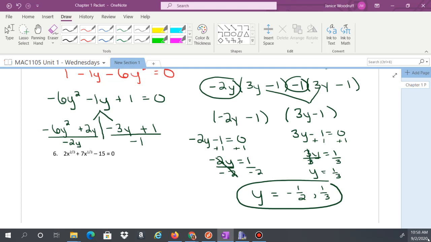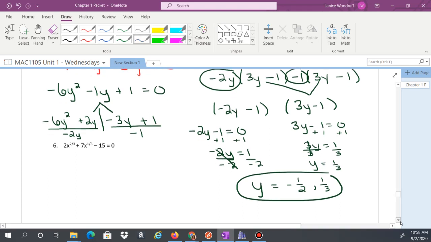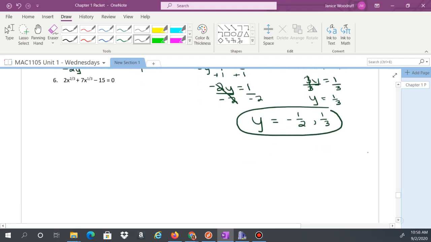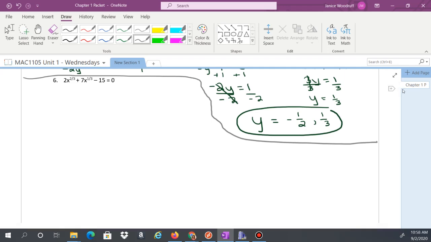All right, the next one is a little tricky because you have fractional exponents, which you're not used to seeing. So let me just portion this off here a little bit. Okay, this is the same as that x to the 4th, x squared. You're splitting that middle term, the 1/3. You're factoring. Okay, so let's go ahead and factor this.